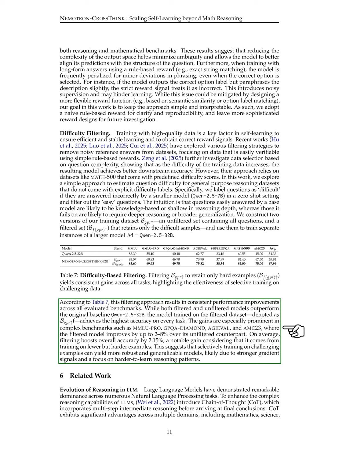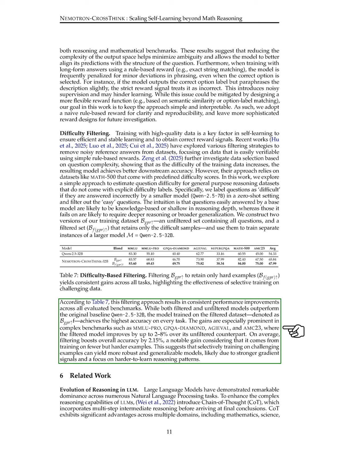While both models outperform the original baseline, the one trained on the filtered dataset shows the highest accuracy across all tasks, especially in complex benchmarks, where it improves by 2 to 8% compared to the unfiltered model. On average, filtering increases overall accuracy by 2.15%, which is significant given that it comes from training on fewer but more challenging examples. This indicates that focusing on difficult examples can lead to more robust and generalizable models.